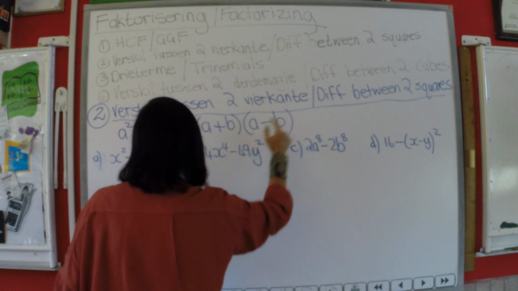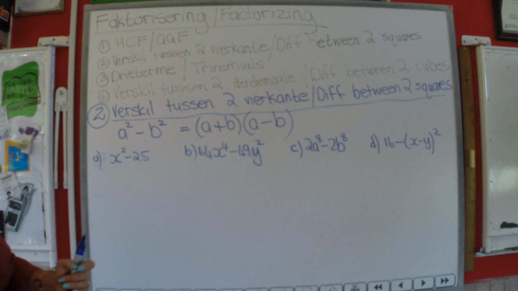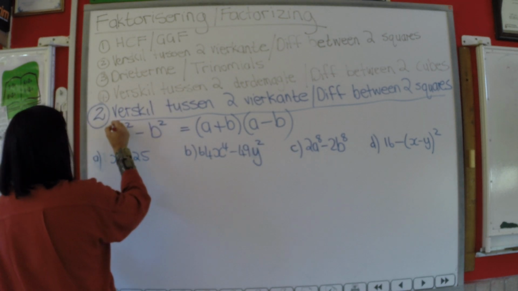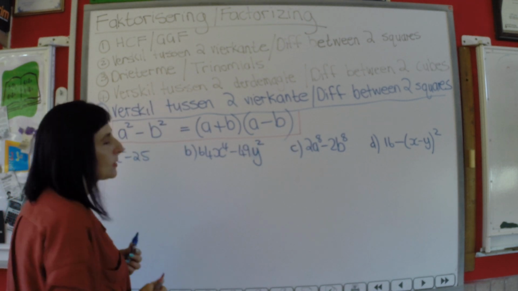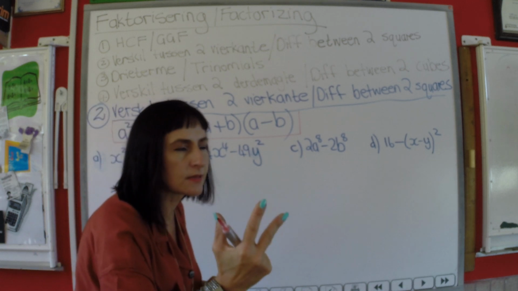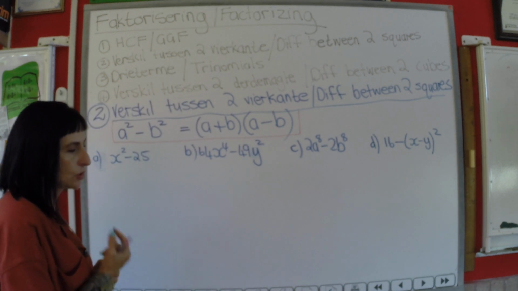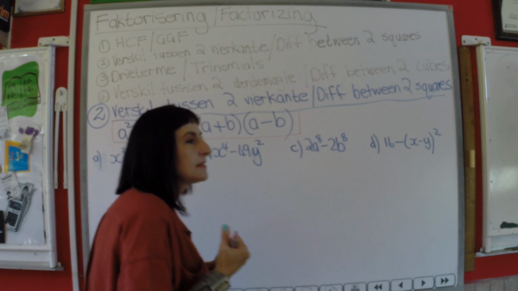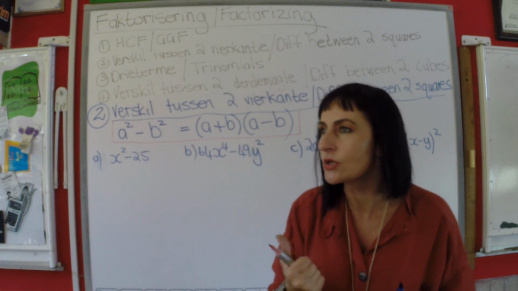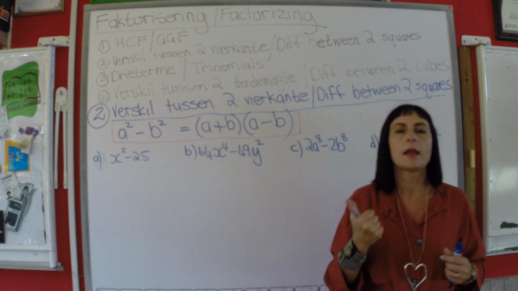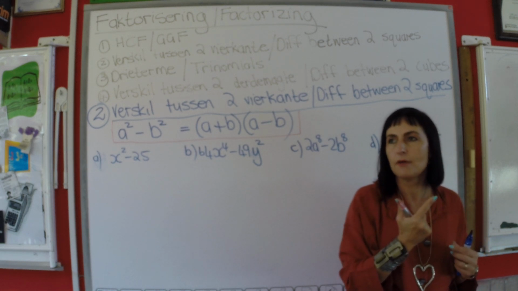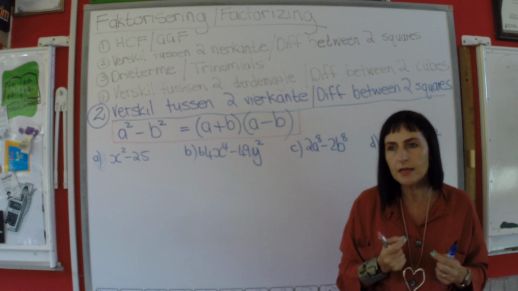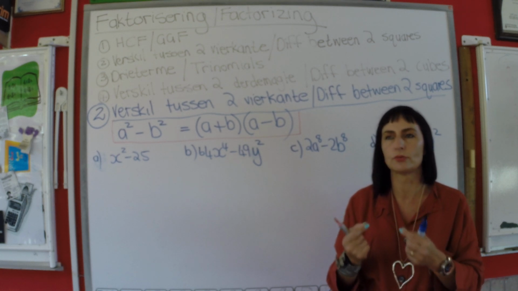So hierdie gedeelte wat juffrou hier geskryf het is eintlik ons golden rule. Because if you look at this, you must look for three things as ons praat van die verskil tussen twee vierkante. Die eerste ding is, ek gaan vir 'n vierkant soek aan die een kant, and I'm going to look for a square on the other side. Nou, wat is 'n vierkant? 'n Vierkant is wanneer ek iets maal met homself.